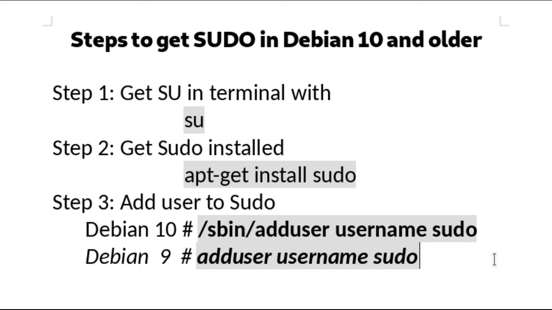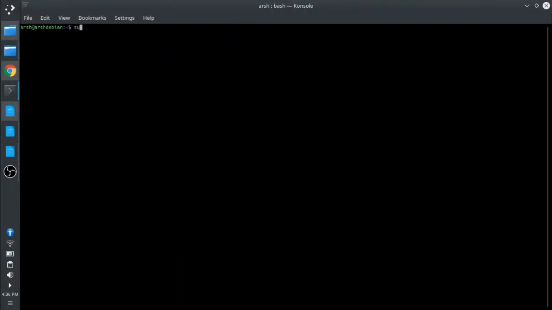To start the process, open the Linux terminal or console, whatever you call it. Now type su and the password to get into su. That's the last time you're getting into it. Now type apt-get install sudo. Enter. I'm not pressing enter because I already have it.